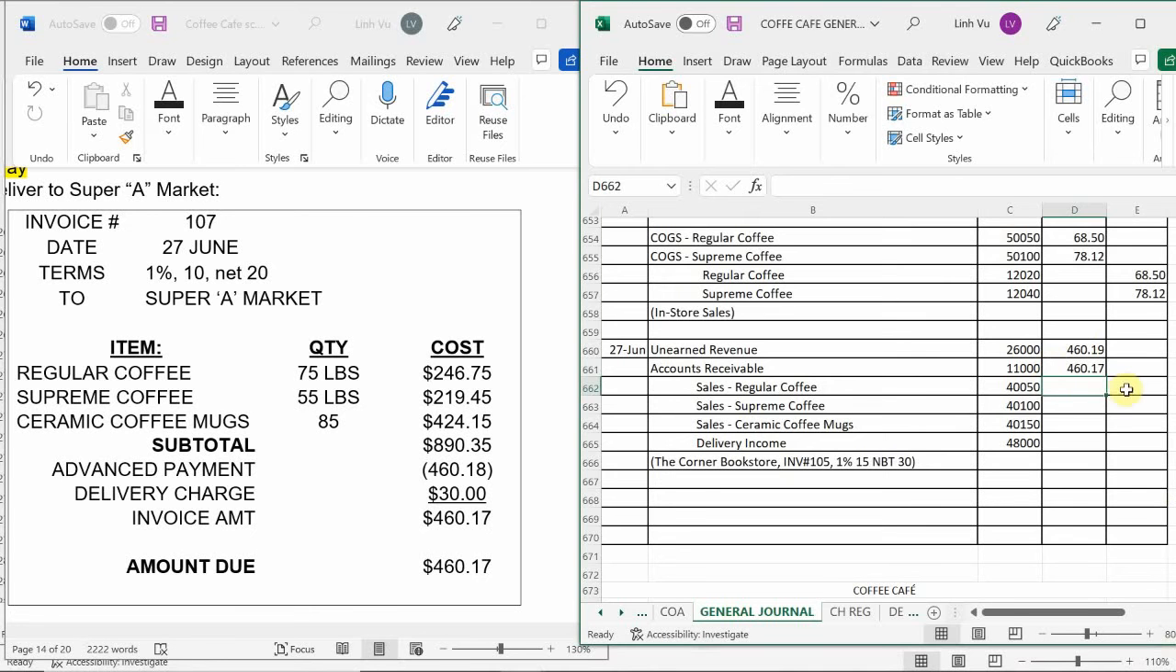Then, how much regular coffee did we sell to them? 75 pounds, $246.75. Good. And then 55 pounds of the Supreme at $219.45. We sold 85 mugs for $424.15. Okay. Delivery charge, $30. So we reach the end of our page 16 here.